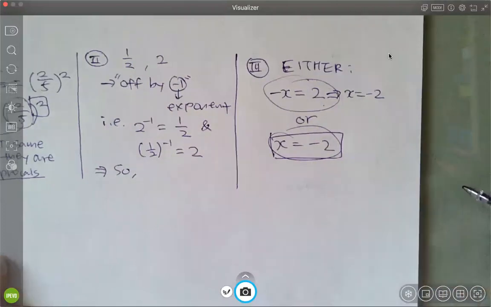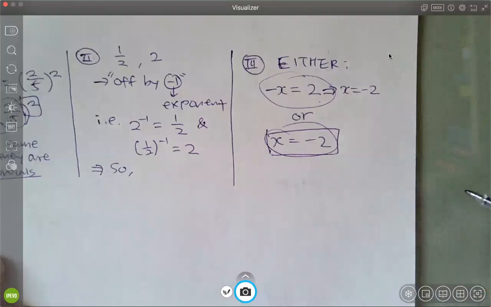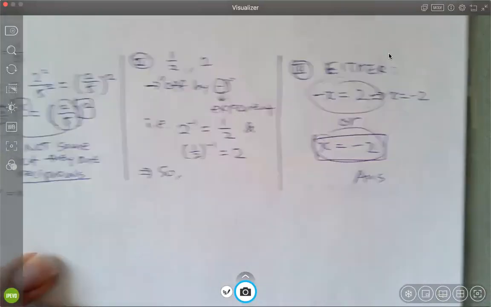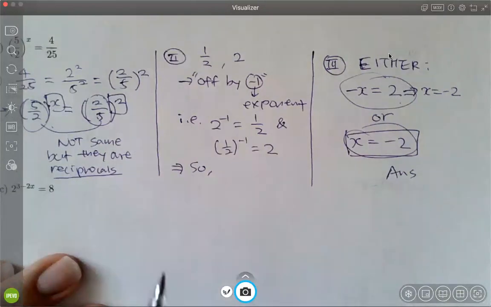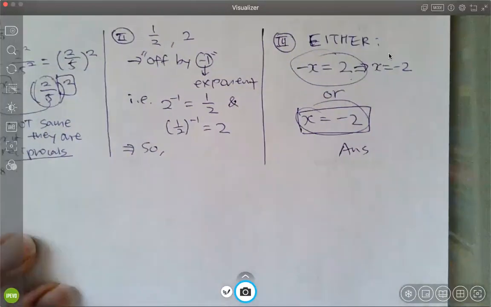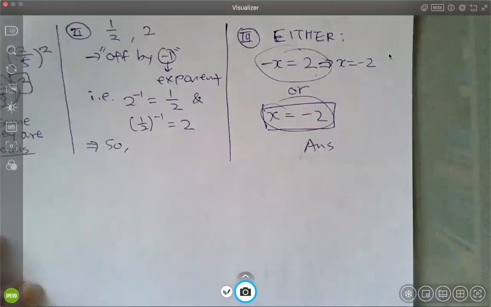Again, what you have to make sure is when you have the reciprocals of the two numbers, then they're off by -1 in the exponent. So what you have to do when you set exponents equal to each other is include the negative sign on one exponent only, not both. So the answer is -2. Now that's B.